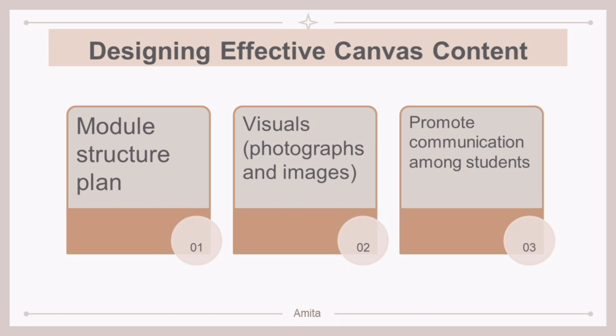The second one is visuals, which consist of photographs and images. We can use suitable images in the form of diagrams, charts, infographics, and others to enrich our content. We can ensure that the files are between 100 and 300 KB. You can also use multimedia such as audio or video to help reinforce important ideas.